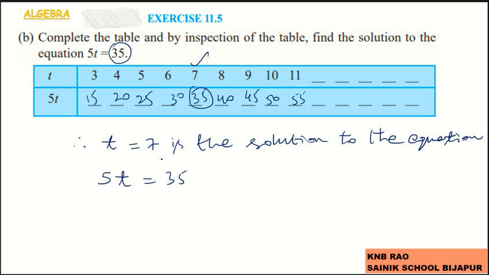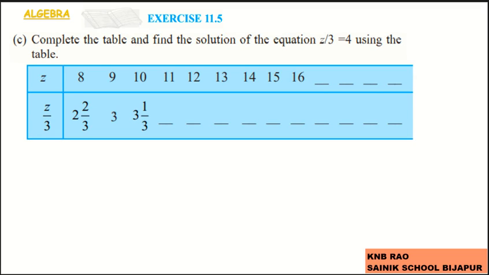Next, coming to the question number C. Complete the table and find the solution of the equation z upon 3 equals to 4 using the table. If z is 8, z by 3 becomes 2 integer 2 by 3. If z is 9, z by 3 becomes 3. If z is 10, z by 3 becomes 3 integer 1 by 3. Next, when z is 11, it becomes 3 integer 2 by 3. When z is 12, 12 by 3 becomes 4. 13 by 3 becomes 4 integer 1 by 3. 14, 4 integer 2 by 3. 15, 5. 16, 5 integer 1 by 3.